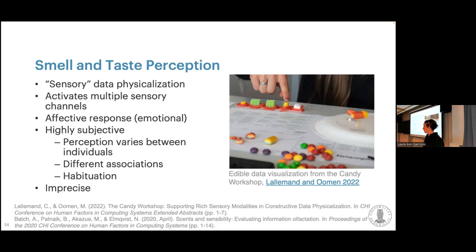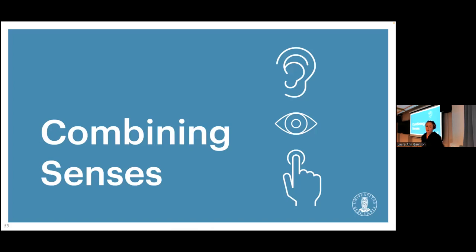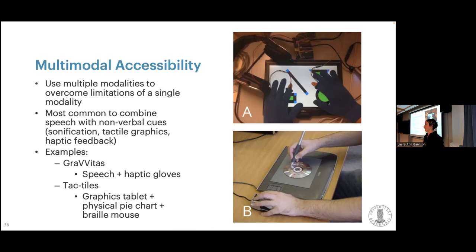So it's hard to have a really controlled study assessing smell or taste. It's very imprecise. But what's more interesting is combining these senses, so sound, sight, and touch especially. And so this is what we call multimodal accessibility. I've mentioned some examples of this throughout the lecture so far, but essentially what you're doing here is combining multiple modalities to overcome the limitations of a single modality or a single assistive device.